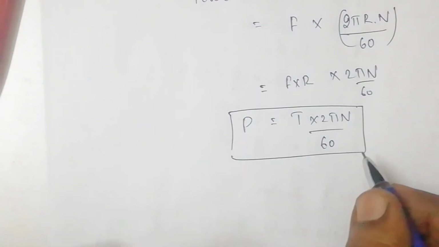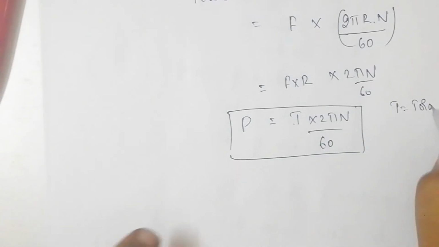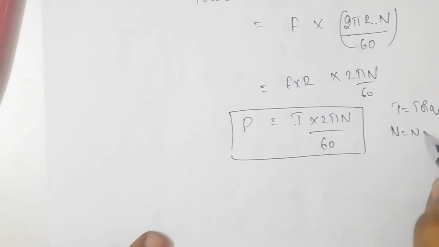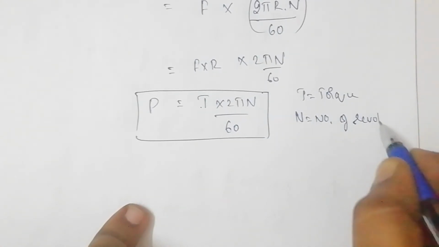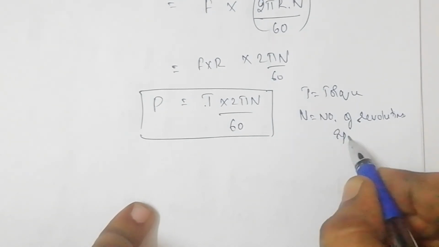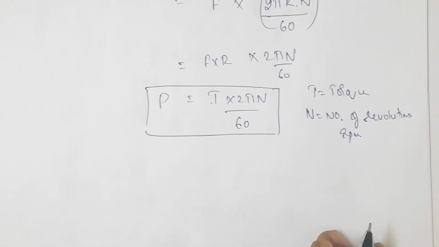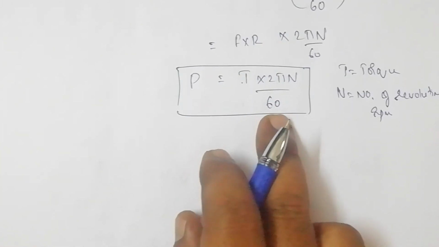So this is the most generalized formula, power is equal to 2 pi N T by 60, where T is your torque and N is your number of revolutions in RPM. Since it is in RPM, to convert it to seconds we divide by 60.